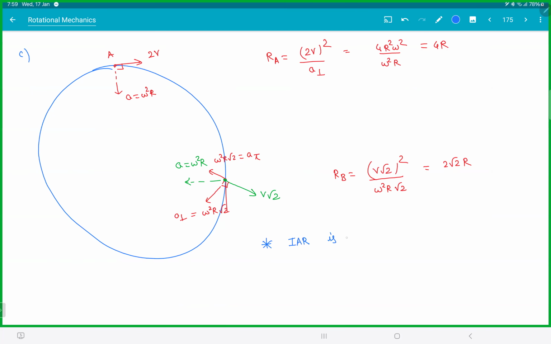IAR is defined for a body. Radius of curvature is defined for the path. They have no relation as such. Directly, there is no relation at all. So be careful. Don't mix it up, and people write the IAR answer for radius of curvature. Clear with this? Have a look at this.